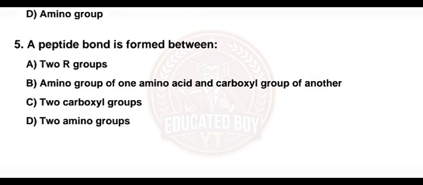Question number 5. A peptide bond is formed between option A, 2 R groups, option B, amino group of one amino acid and carboxyl group of another, option C, 2 carboxyl groups and option D, 2 amino groups. Right answer is option B, amino group of an amino acid and carboxyl group of another.